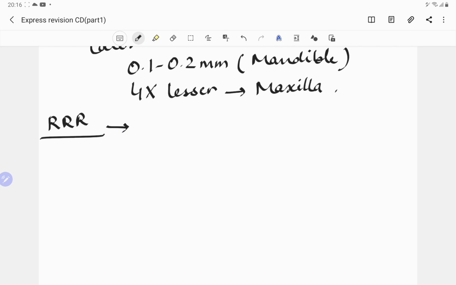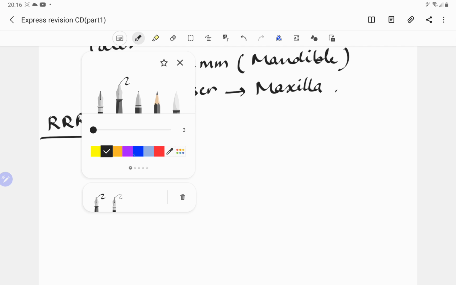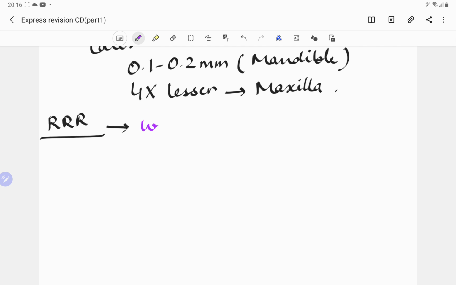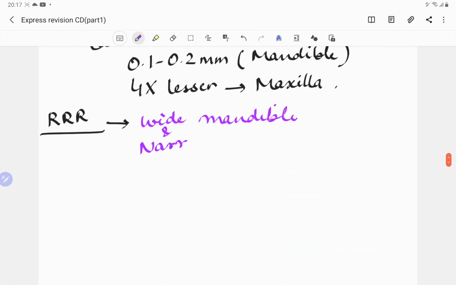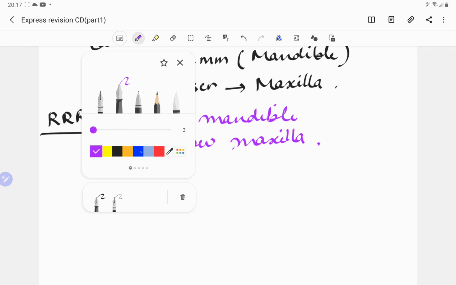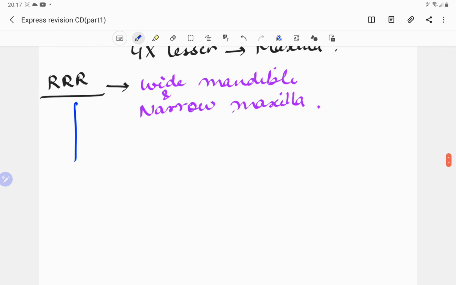Then residual ridge resorption, because in the mandible it is more. So the mandible is wide, and wide mandible, let me write wide mandible, and the maxilla becomes narrow. How does it become narrow? So what happens in case of residual ridge resorption? In the maxilla, the resorption is in the upward and the palatal direction.